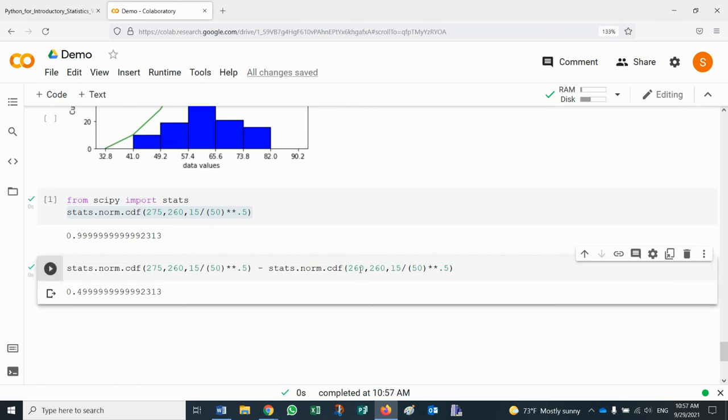So the probability that the average is going to be between 260 and 275 is 0.4999, which can be rounded as 50%.